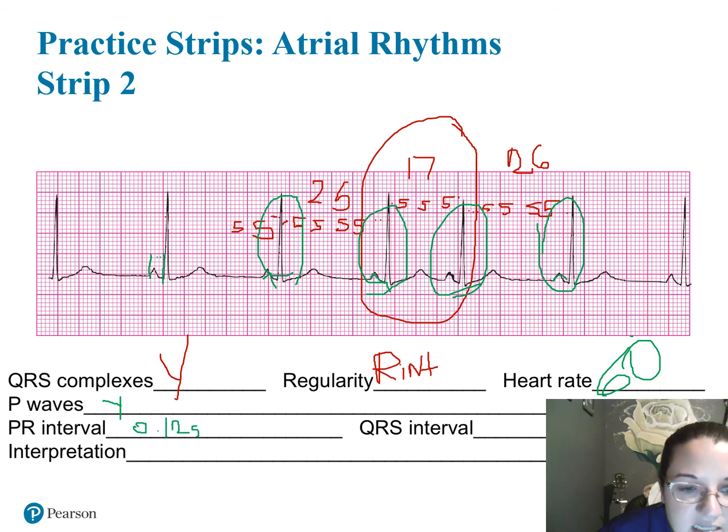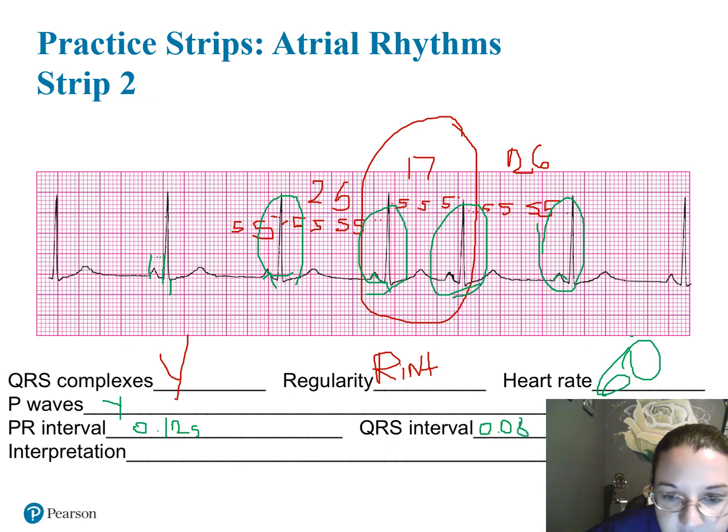My interval is 0.12 seconds long. My QRS, now remember, wherever I measure that PR interval, I have to stay on that same beat to get my QRS. And it looks like the QRS ends in the middle of this box right here. So I'm just going to go ahead and round it off and say 2 boxes. And 2 times 4 is 8.